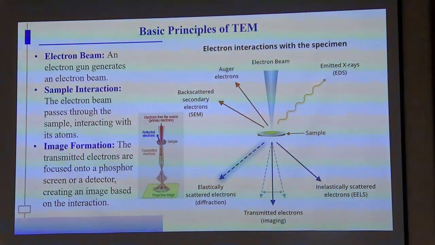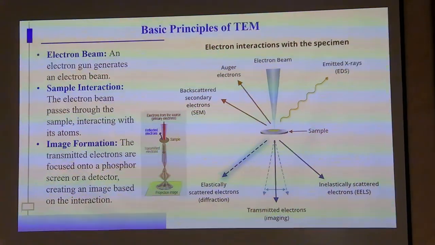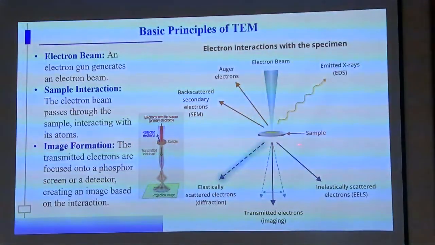The basic principle of TEM: first it has an electron beam that will generate the electrons. Then the second is sample interaction. The electron beam passes through the sample, interacting with the atoms, and then finally image formation. These transmitted electrons are focused onto a phosphor screen or a detector to create an image. Here simply you can see this picture. We have this electron beam, here is your sample, and the electrons will be transmitted through the sample, and then here you have a scale at the bottom.